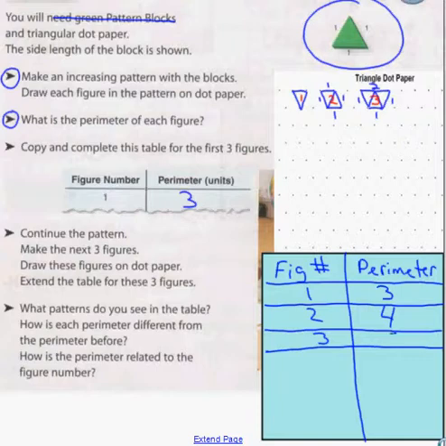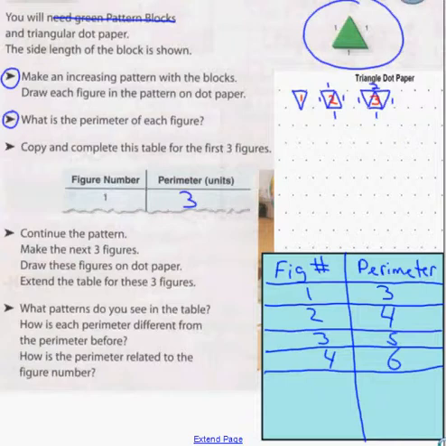Now, I've done the first 3 figures, and I can see that there's a pattern developing. So if I continue the pattern, figure 4 should, I'm just going to guess here, have a perimeter of 6, correct? That's the pattern that we're getting. The perimeter numbers start at 3 and then go up by 1 each time. So I'm guessing that it's going to be 6, but I'm going to draw it just to make sure.